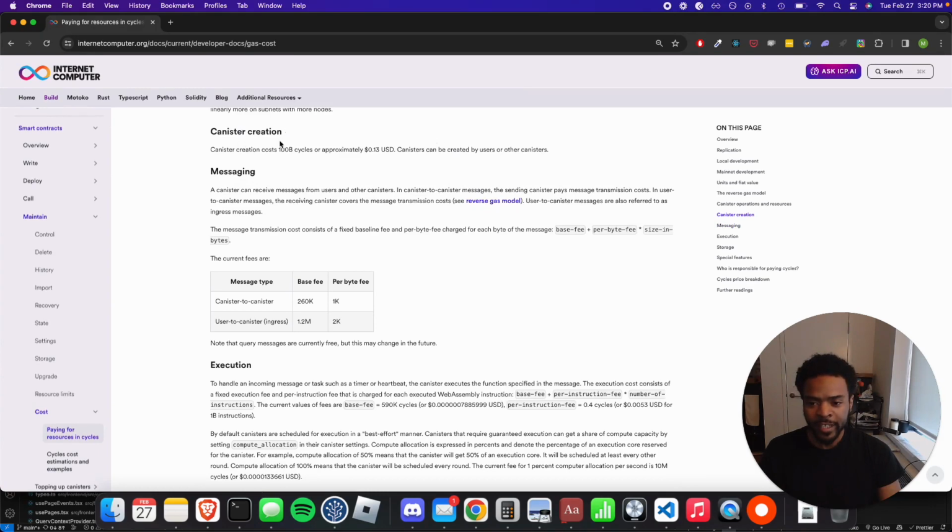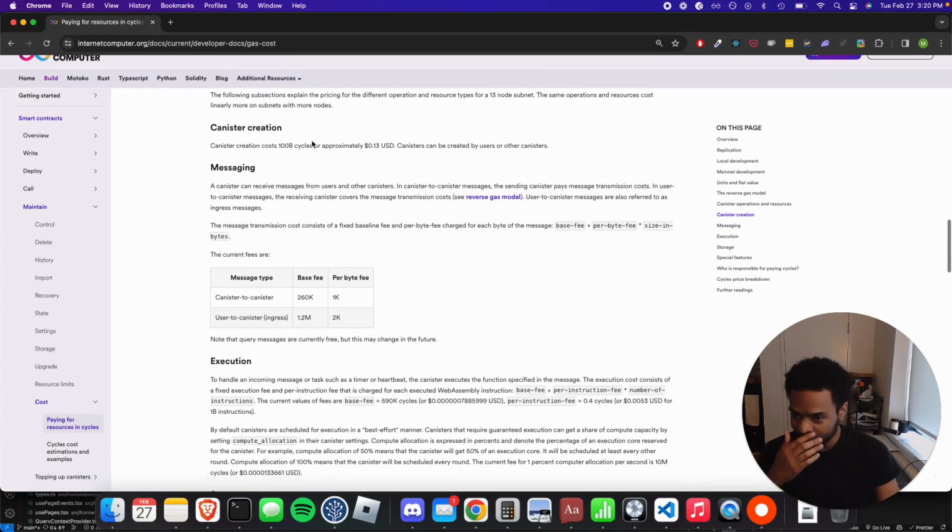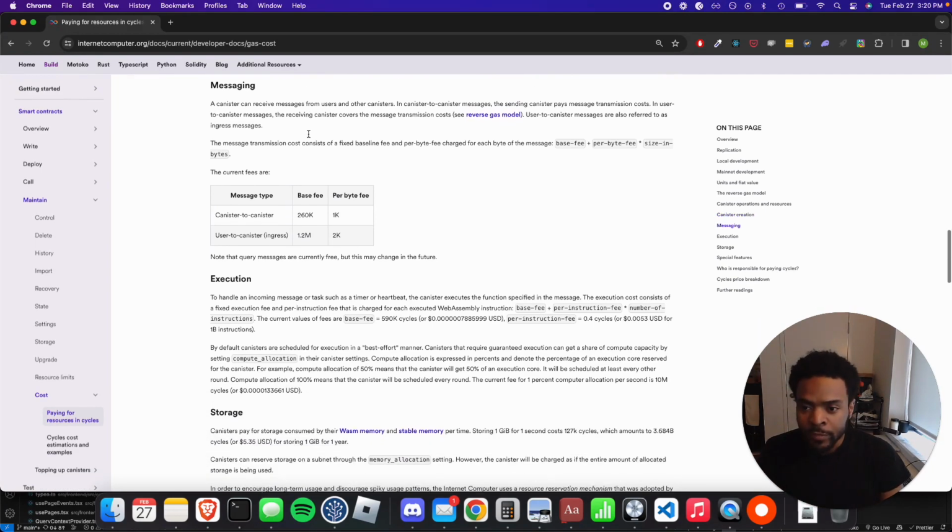right? But there are many other reasons that you want to create a canister. This is just one example that I gave here, right?